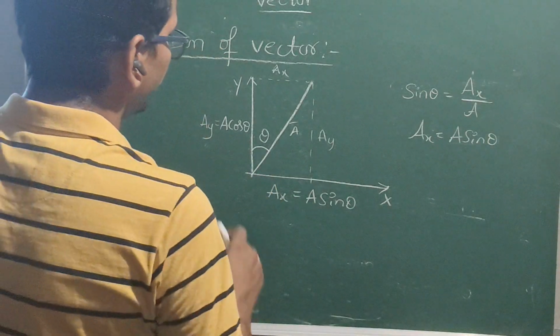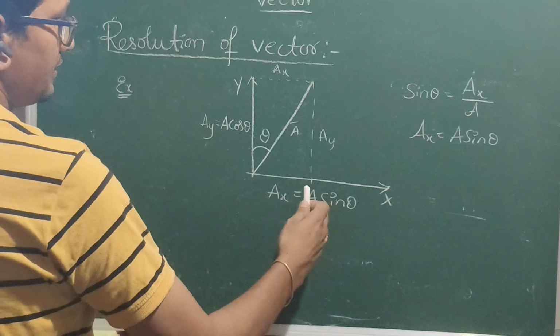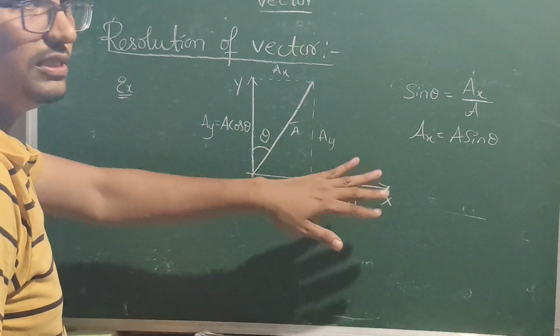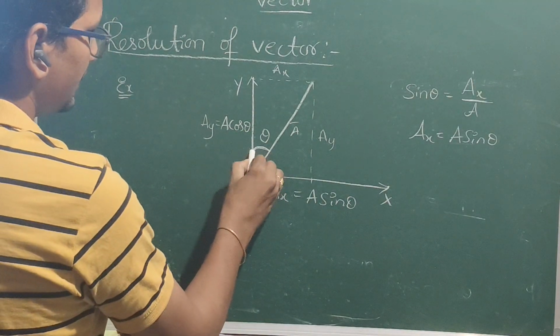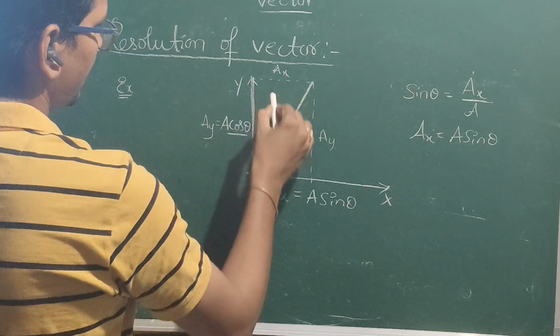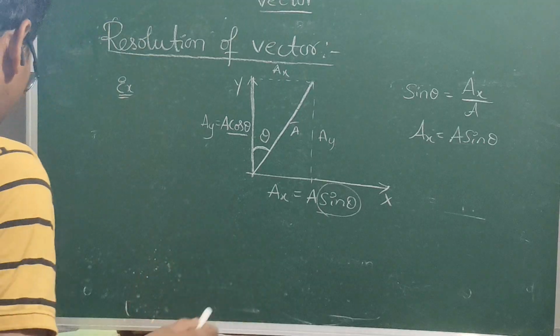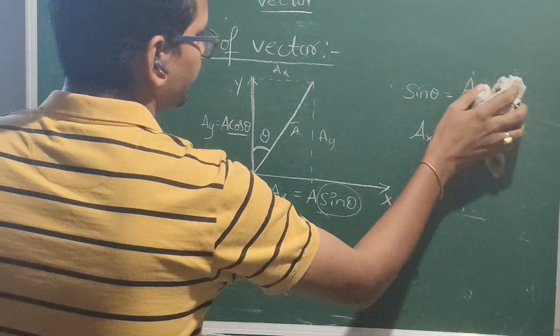From this diagram, Ax is equal to A sin theta, and Ay is equal to A cos theta. The previous one is different from this one; only the angle changes the component. If the component is adjacent to theta, we get the cos component. If it is opposite to theta, we get the sine component. Are you able to understand? Okay, we'll discuss a few examples.